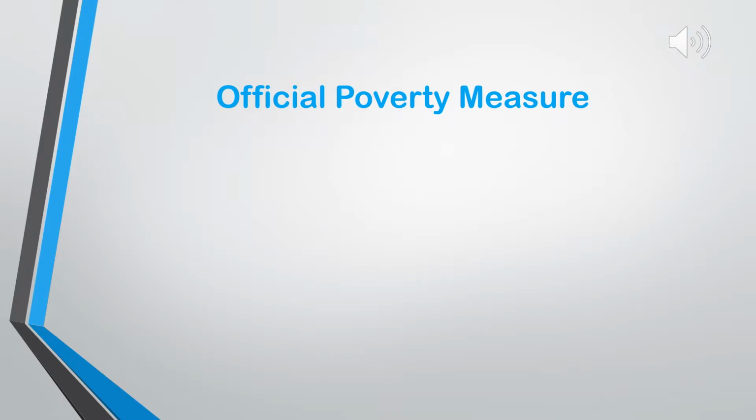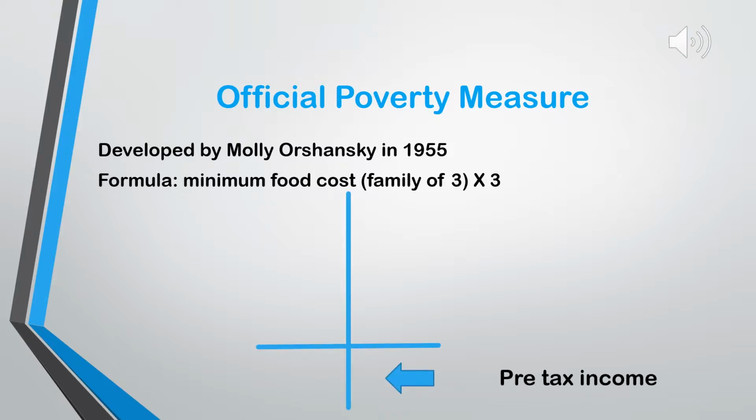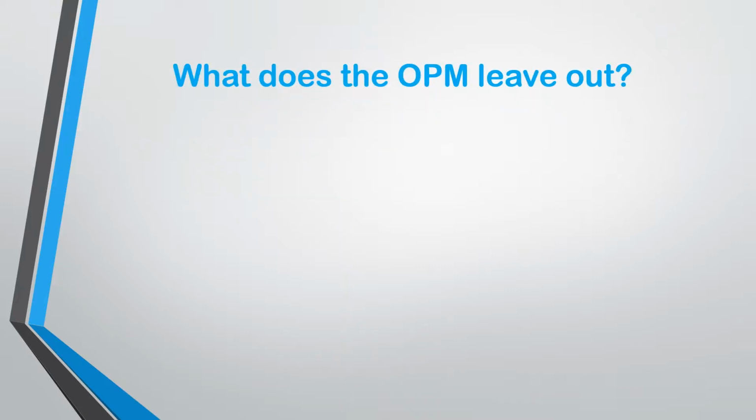The Official Poverty Measure, or OPM, was developed in 1955 by Molly Orshansky, a staff economist at the Social Security Administration. Orshansky derived her poverty measurement formula by calculating the minimum food cost for a family of 3 multiplied by 3 to account for other family expenses. If a family's pre-tax income fell below this line, the family was considered impoverished. The same system is still in place today.